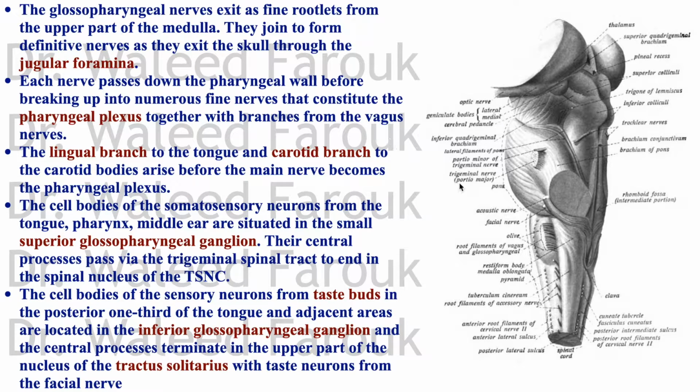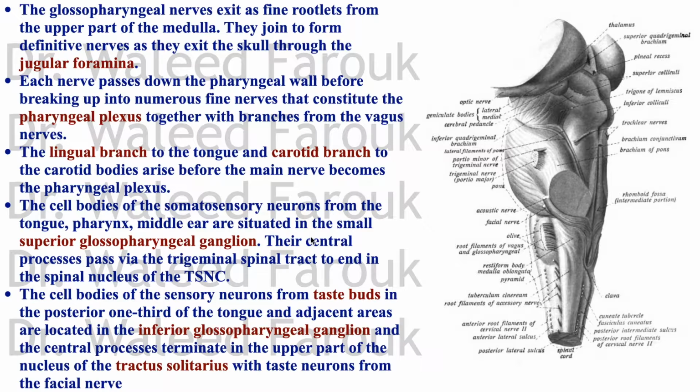The glossopharyngeal nerve exits as fine rootlets from the upper part of the medulla behind the olive, and these rootlets join to form the glossopharyngeal nerve as they exit the skull through the jugular foramina. For a more detailed description of the course of the glossopharyngeal nerve, you can refer to the lectures in the head and neck series.